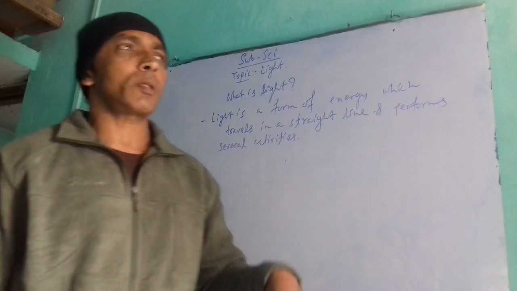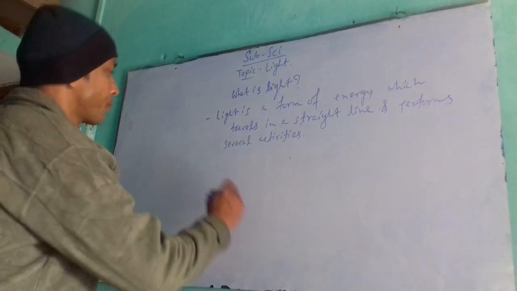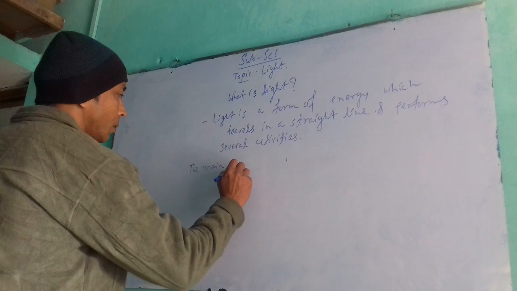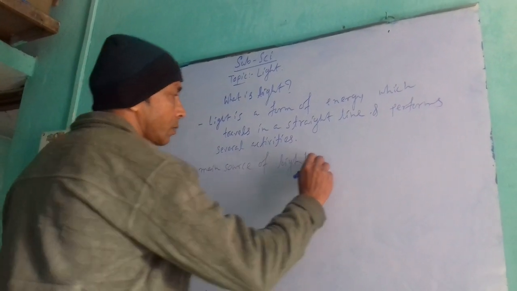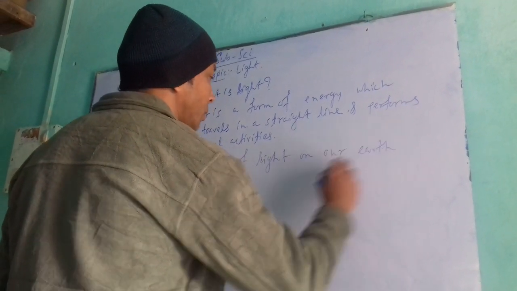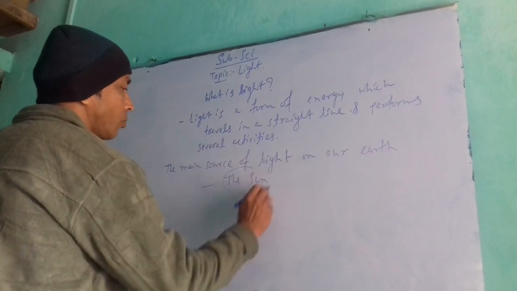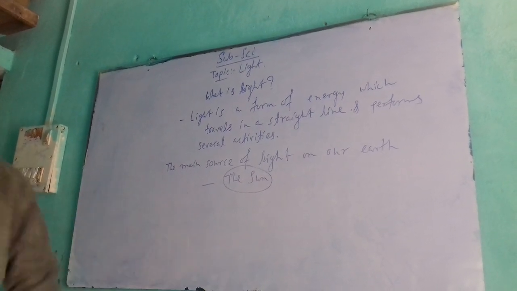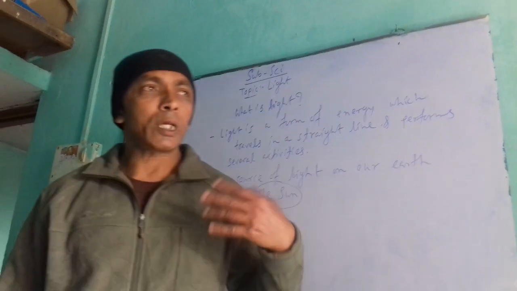We know the main source of light on the surface of the earth is the sun, the ultimate source of light. So, the main source of light on our earth, that is the sun. So without the sun, light is not possible on the surface of the earth. The sun performs a huge role, an important role to create light.